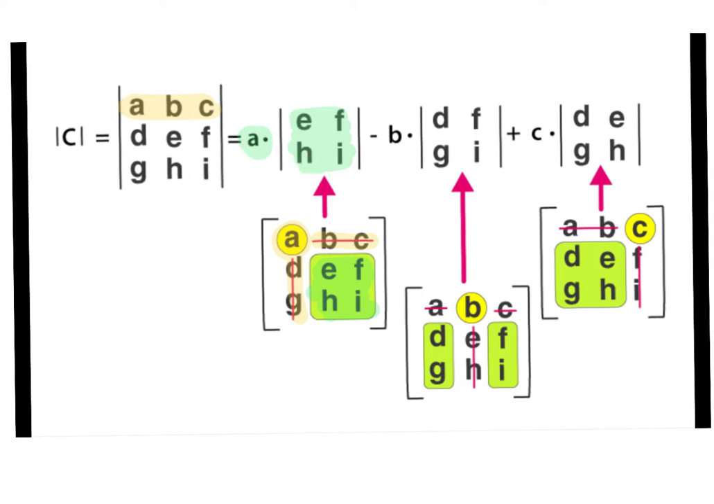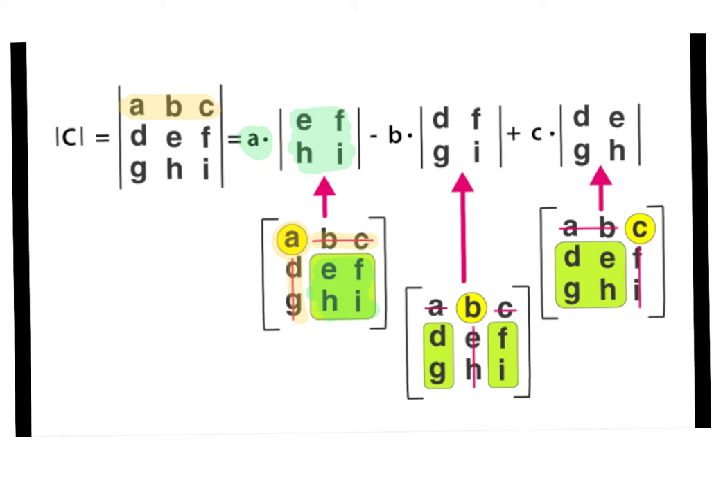And then you move on to the B. And you see they have the B times the 2 by 2 that's left over when you don't have the row or column of the B. And you do that 2 by 2 determinant, which is very simple, multiply and subtract. And you multiply it by the B. And then you have the C. Same thing, eliminate the row and column he's in. There's going to be a 2 by 2 left over. Do that 2 by 2 determinant and multiply by the C. And you add all your guys together and that's your determinant. So you just have to do like 3 2 by 2s. You always have to subtract B and add.